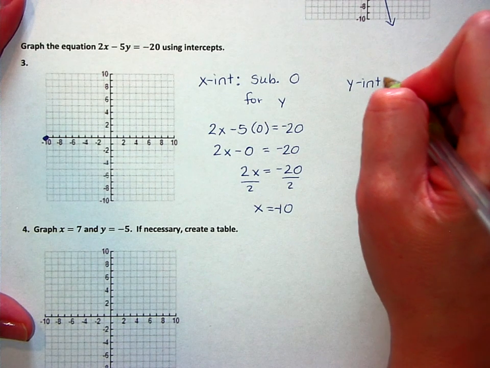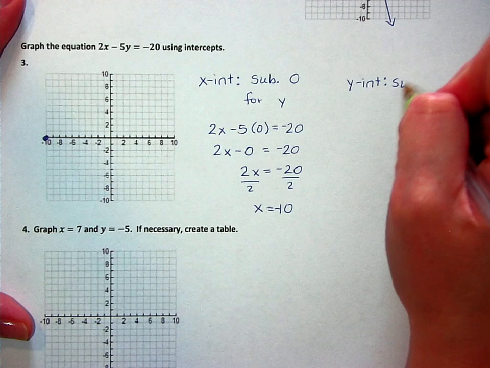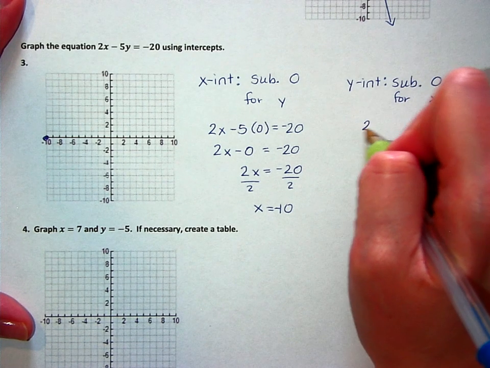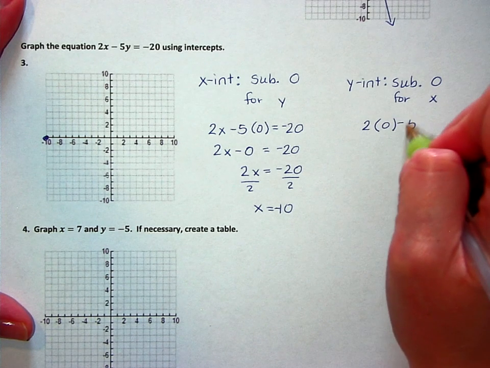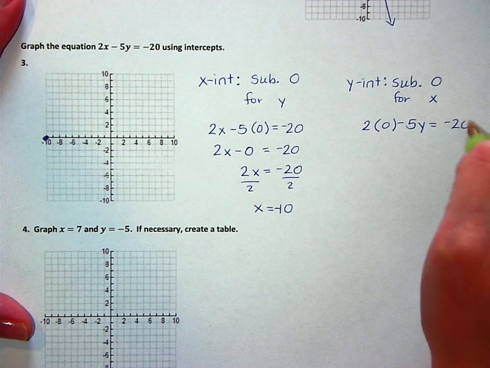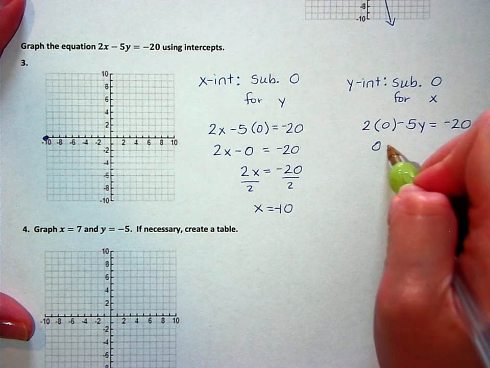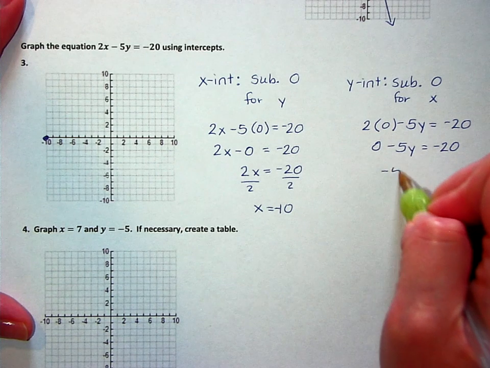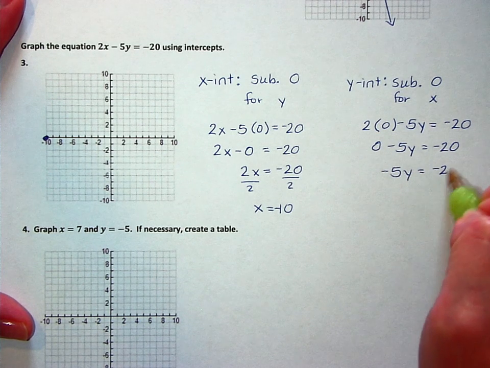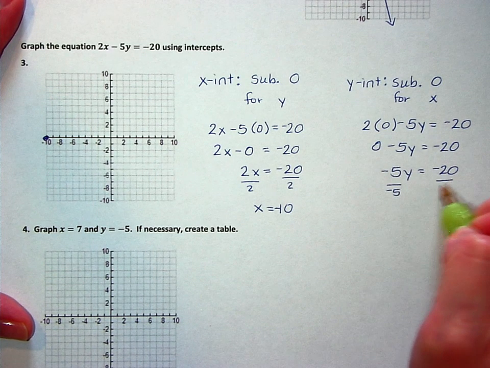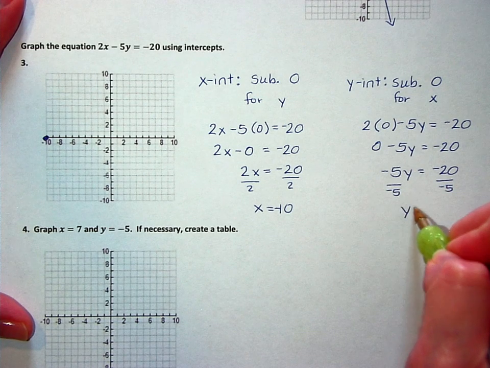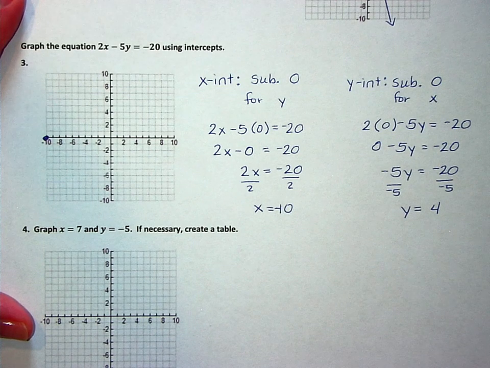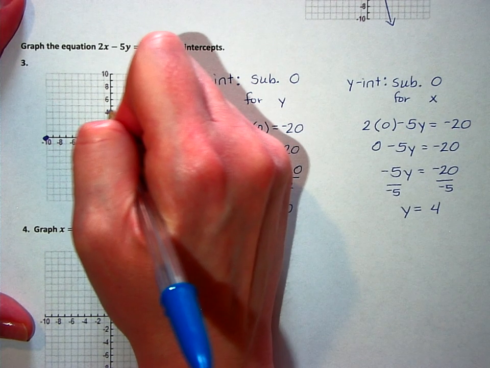Then to find your y-intercept, do a similar idea. Substitute 0 for x. So 2 times 0 minus 5y equals negative 20. 2 times 0 is 0, minus 5y. 0 minus 5y, that's going to be a negative 5y. Don't forget your negatives. Then we divide by negative 5 to get the y by itself. Negative 20 divided by negative 5 is positive 4. So on your y-axis, put a dot at positive 4.